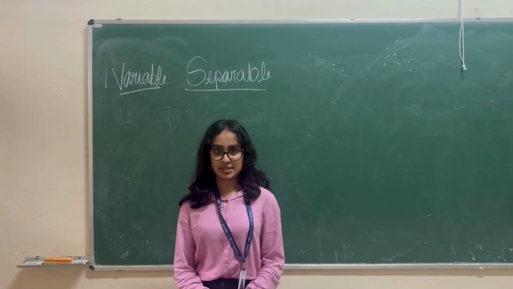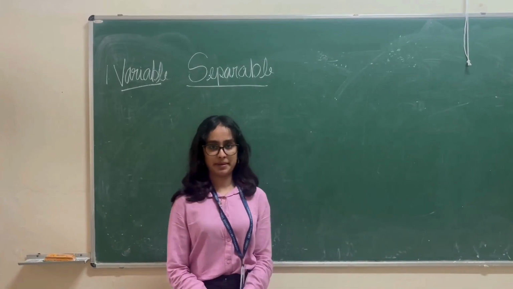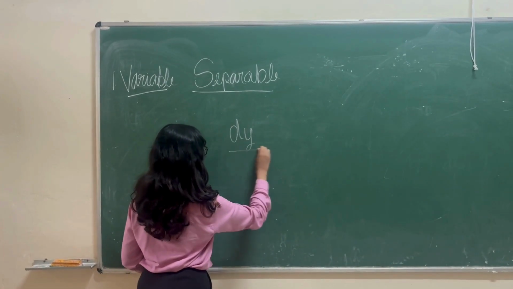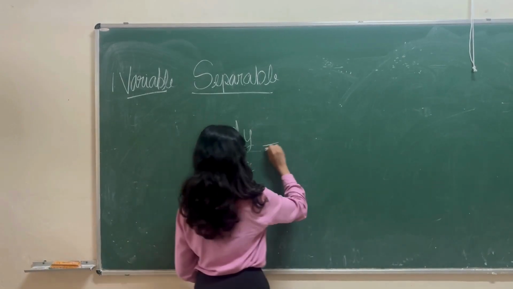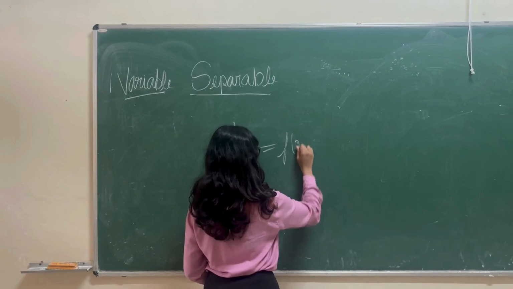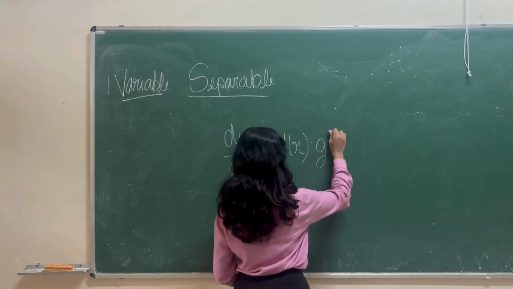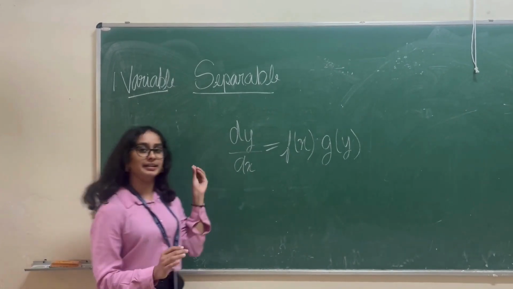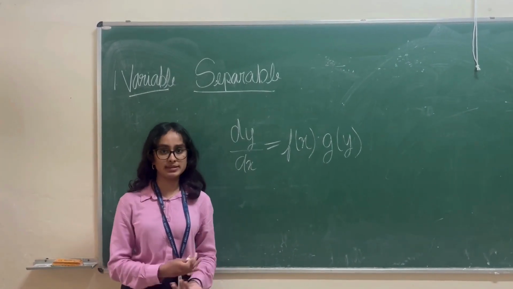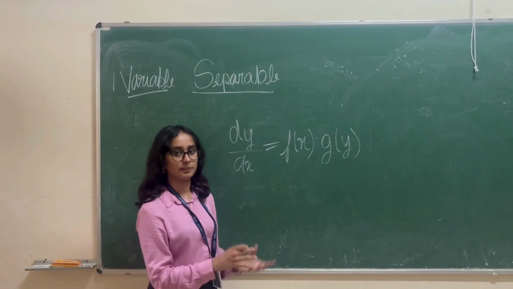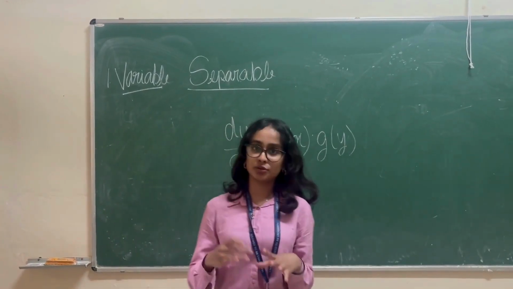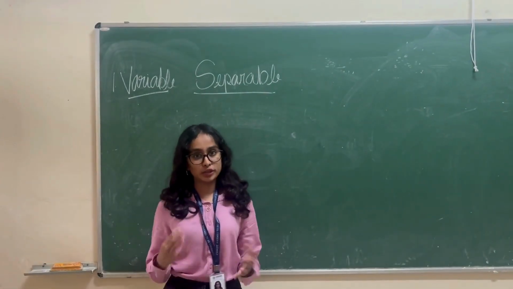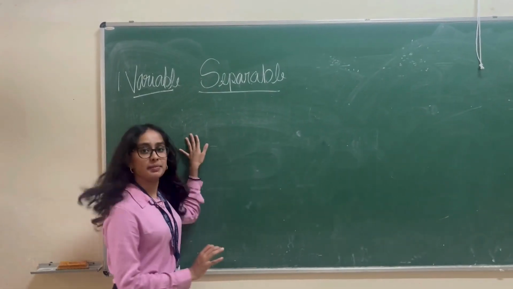Let us now understand the general form of a variable separable differential equation. So, dy by dx is equal to f of x and g of y is the normative form in which you can identify that, okay, I have to use variable separable in this differential equation. Now we will understand the steps to solve a variable separable differential equation.